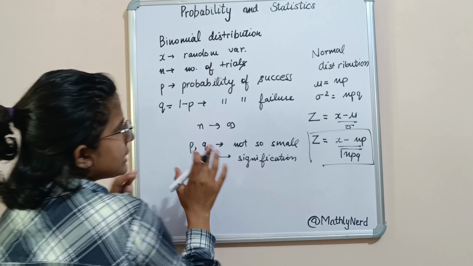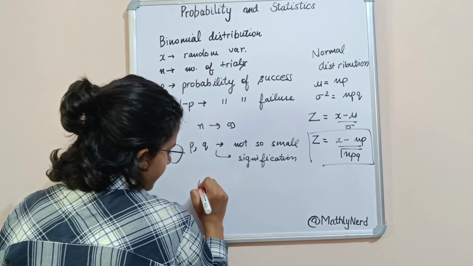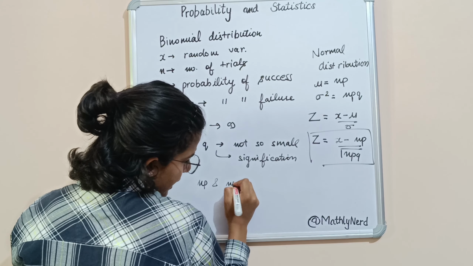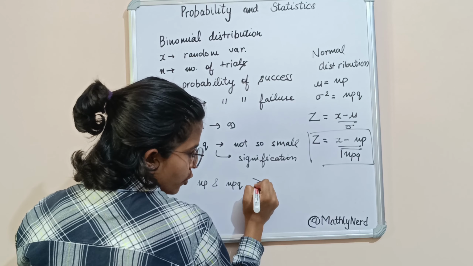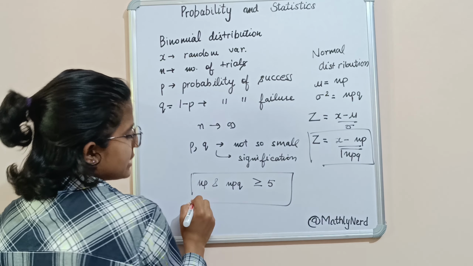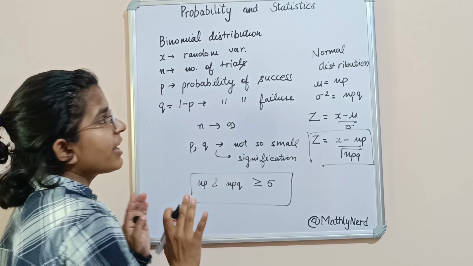Now, this approximation will be good enough if np and npq both are greater than or equal to 5. Then this approximation will be very good enough.